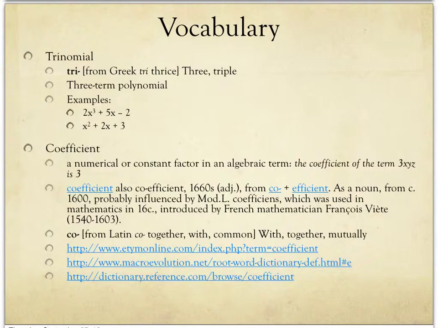And if you want to look more about this, I will post this PowerPoint online, and you can click on these links to see more about coefficients. But it's very important that we realize that, let's say we have this term 2x cubed. The coefficient of 2x cubed is 2. The coefficient of the positive 5x term is 5. The coefficient of negative 2 is negative 2. Because remember, this is negative 2 times x to the 0 power. Okay?